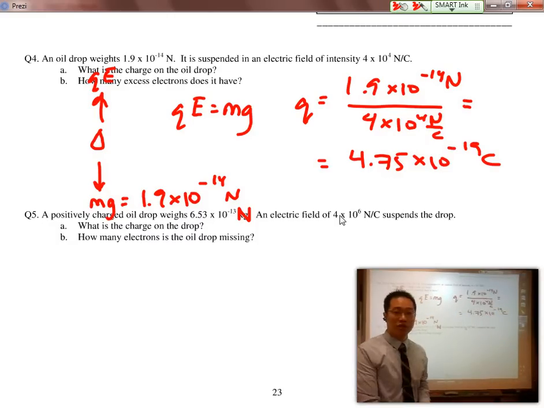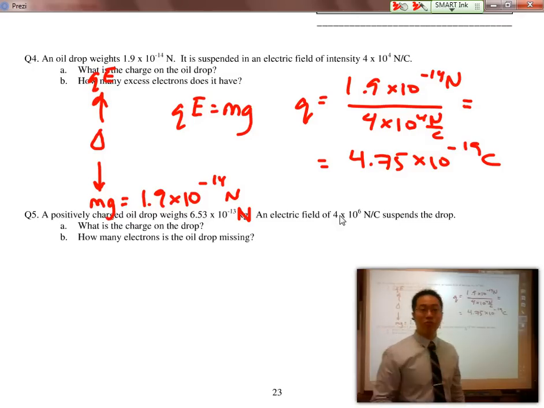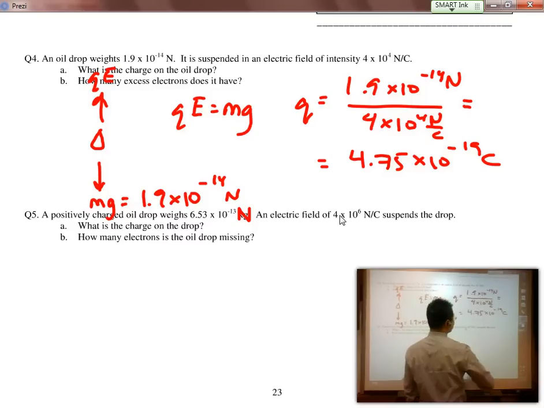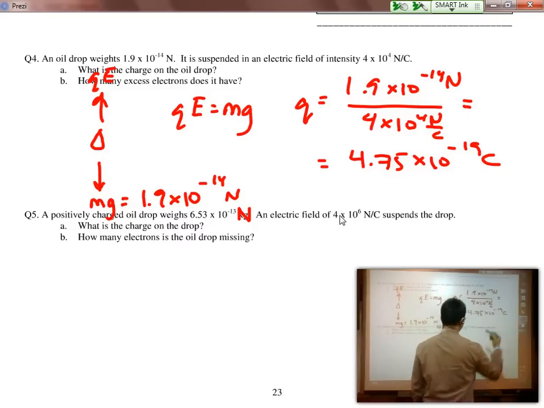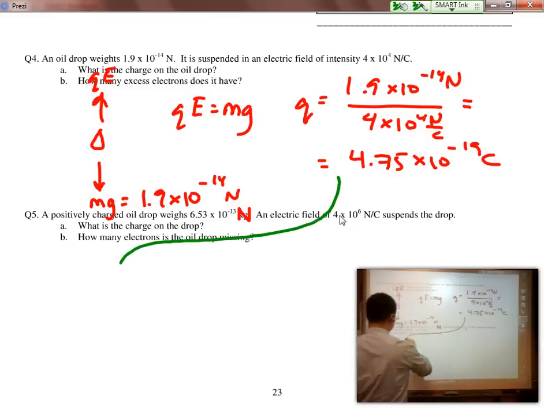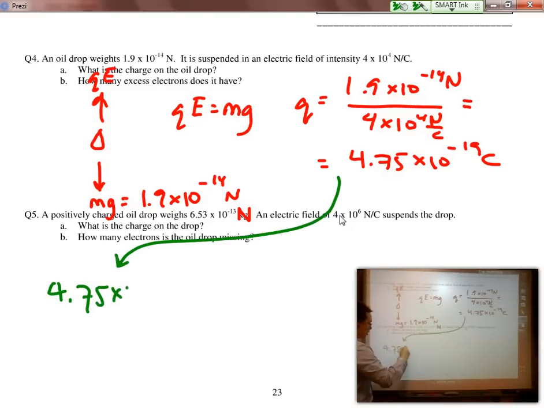Now, the follow-up question is, how many electrons are actually within this charge? Well, we know the charge of one electron is 1.6 times 10 to negative 19 coulombs. So if we divide this, or we even set up a proportion, we have 4.75 times 10 to negative 19 coulombs.